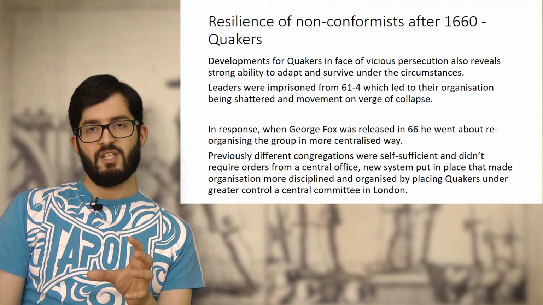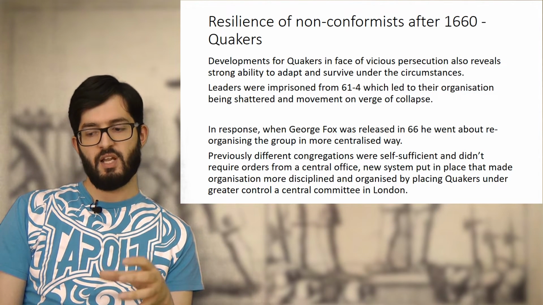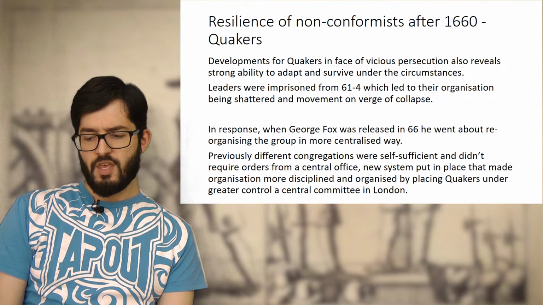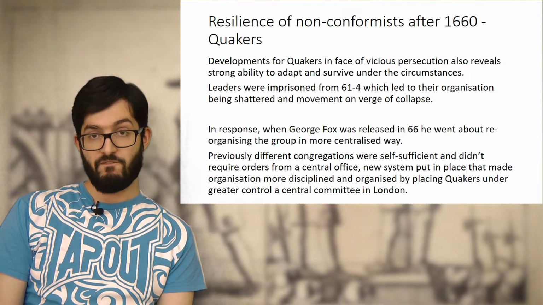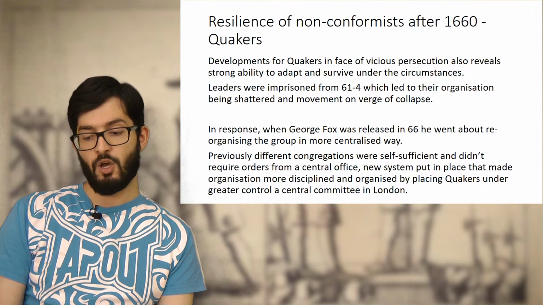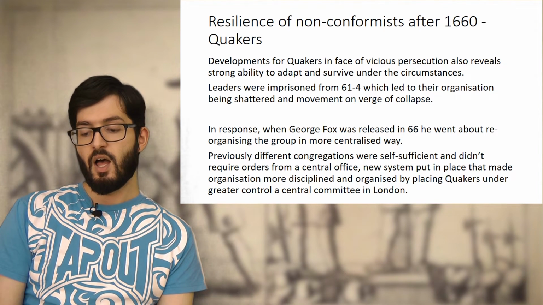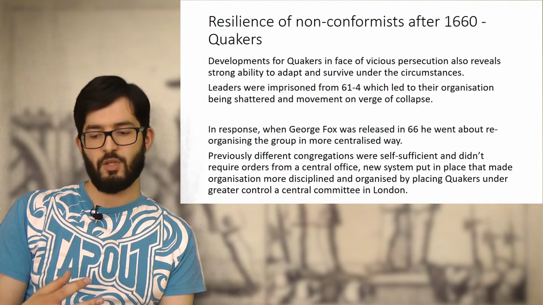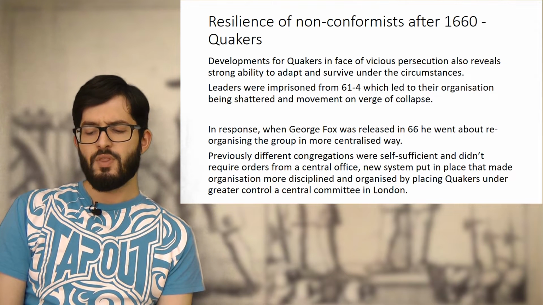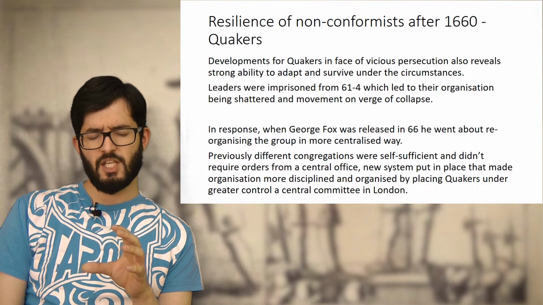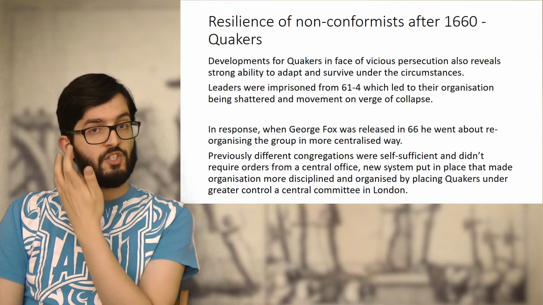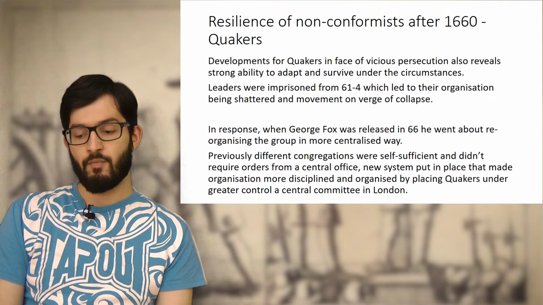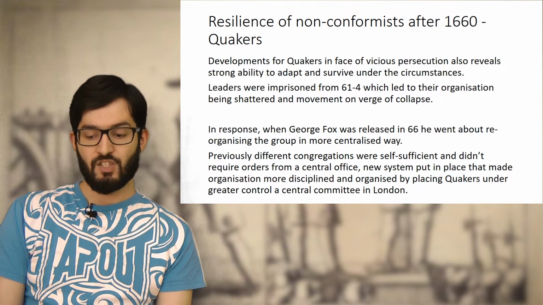Then you also find other dissenting or non-conformist groups that also show some resilience after 1660. Another example of these are, of course, the Quakers. The Quakers in particular faced quite vicious persecution under the Clarendon Code from 1661 onwards, and various developments for the Quakers show their strong ability to adapt and survive under those circumstances. Their leaders, for example, at the beginning, under the Quaker Act, are all imprisoned from about 1661 to 1664, which leads to the collapse of their organization, with their organization being shattered as a result.